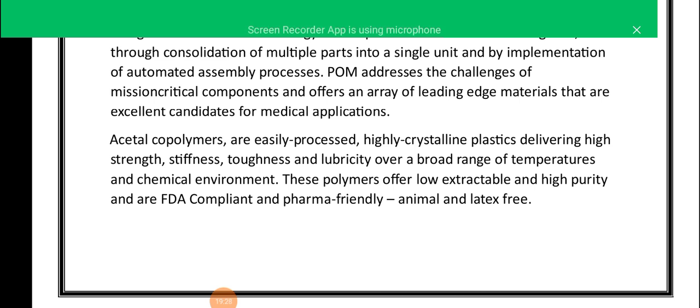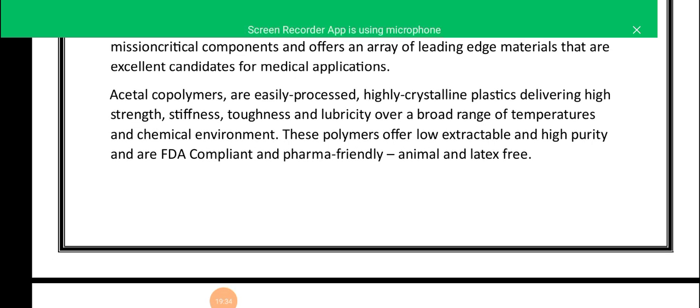for medical applications. Acetyl copolymers are easily processed, highly crystalline plastics, delivering high strength, stiffness, toughness, and lubricity over a broad range of temperatures and chemical environments. These polymers offer low extractables and high purity and are FDA compliant and pharma friendly, animal latex free.